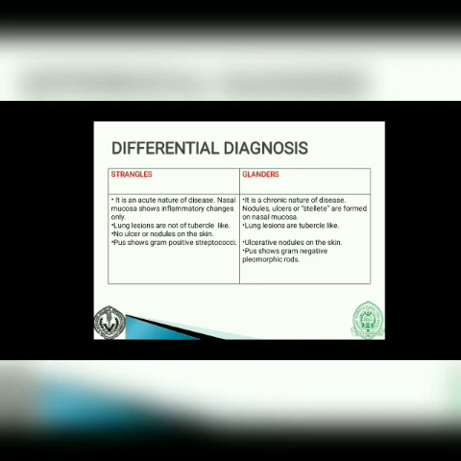In strangles, no ulcers or nodules are seen on the skin, but in glanders, we will find ulcerative nodules on the skin. In strangles, the pus will show gram-positive streptococci, and in glanders, the pus will show gram-negative pleomorphic rods.